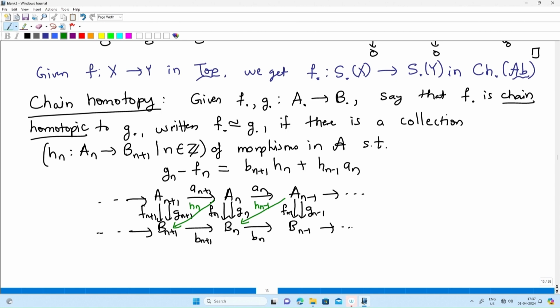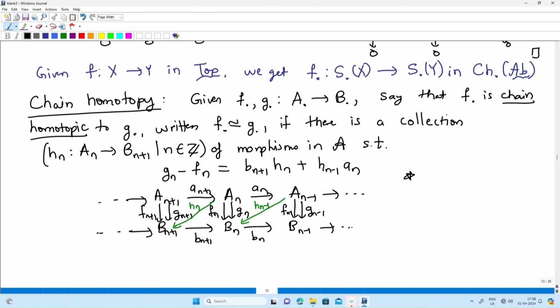So here, notice that this particular relation, f dot related to g dot, is reflexive. Can you convince yourself of that? Why is f dot related to f dot? Because I can choose Hn to be 0, because Fn minus Fn is 0. So therefore 0 will work.